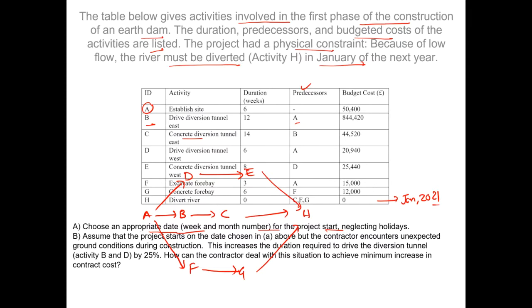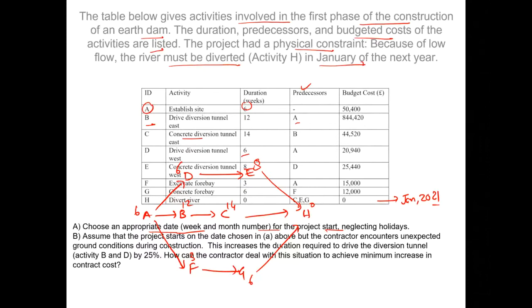or we could do a very simple calculation. We know the durations are given here. Activity D has a duration of 6. Activity E has a duration of 8. Activity B has a duration of 12. C has a duration of 14. H is a milestone activity with 0 duration. F has a duration of 3, and G has a duration of 6.